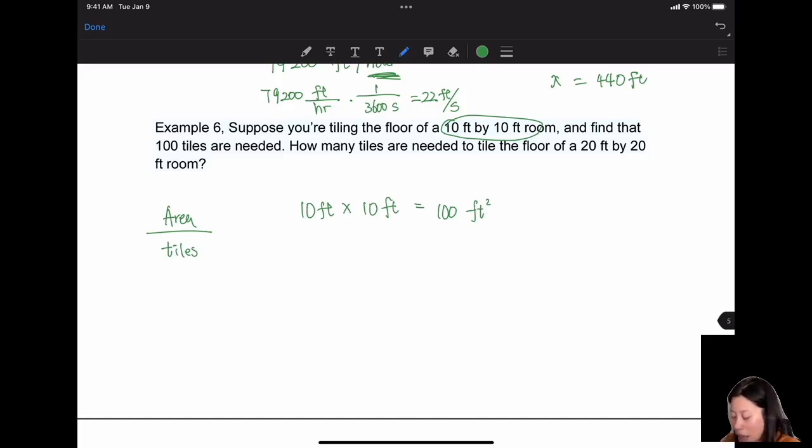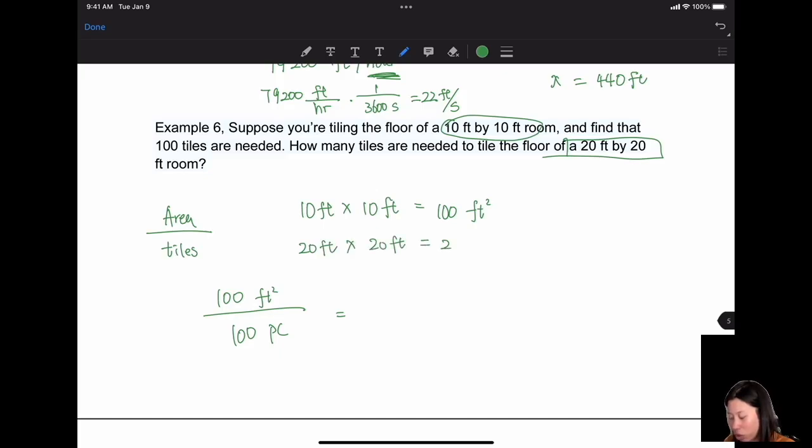So that means every 100 square feet area, you're going to need 100 tiles. 100 pieces of tiles. Let's say pieces. The units would be the pieces. So this is going to be equivalent to the new floor, which is 20 feet times 20 feet, which is 400 square feet. Again, area over the tiles. 400 square feet over how many pieces? We don't know. So this is going to be x.